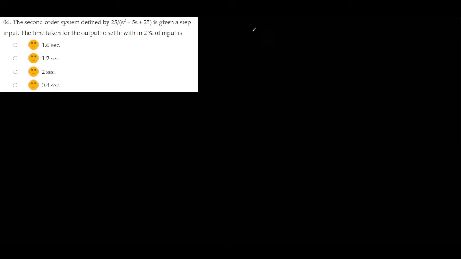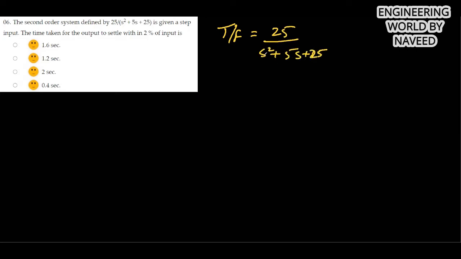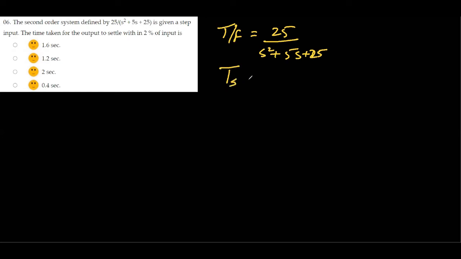Okay, so the transfer function is given to me, that is equal to 25 divided by s square plus 5s plus 25, and we need to find the time taken for it to settle within 2% of the input. So it means we need the settling time, Ts, and we know that it is equal to 4 divided by A, where A is equal to zeta omega n, or you can write it as 4 divided by zeta omega n.